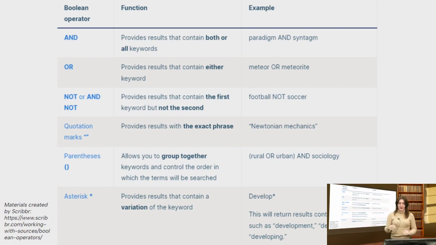So we want to make sure we're including both and any combination of rural, urban, and we are also looking for sociology. You can layer these operating terms on top of each other to get really specific with your search. An asterisk will provide results that contain a variation of the keyword. So here our keyword is develop. If you put an asterisk next to develop when you search, it's going to pull up development, developer, developing, developed. It's going to pull up all those variations so that you're not accidentally excluding information just because the word appears a little bit differently.